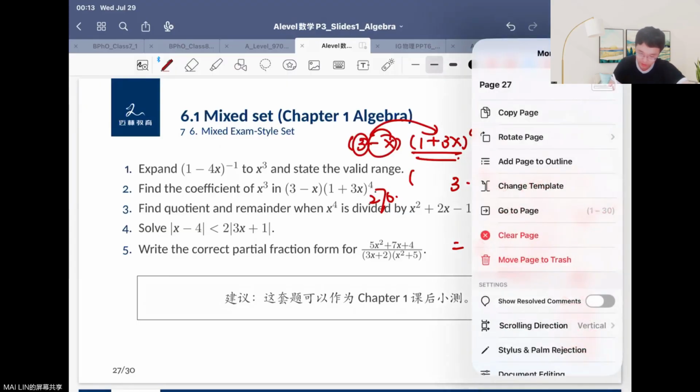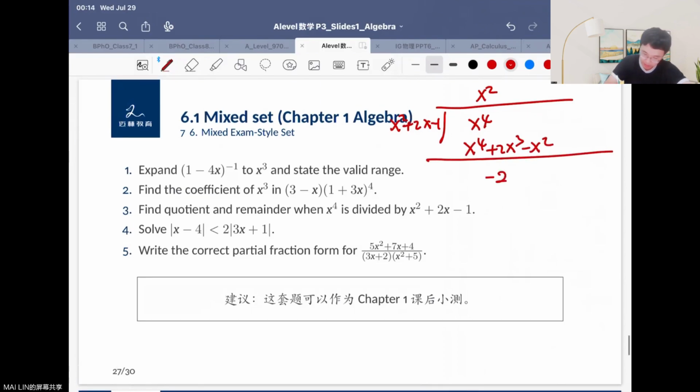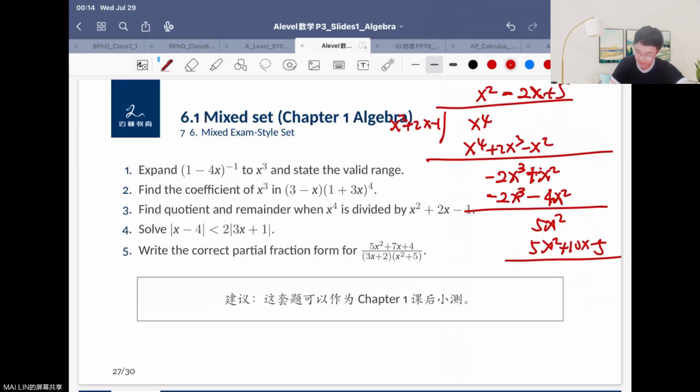And for problem 3, we can just try to use the long division rule, right? So that is x to the power 4 divided by x squared plus 2x minus 1, you can say it's x squared, x to the power 4 plus 2x cubed minus x squared, and then subtracting it becomes negative 2x cubed plus x squared. And we can say that we add the minus 2x here. That is minus 2x cubed minus 4x squared. That is 5x squared. And then we have added a 5 here, right? So that is 5x squared plus 10x minus 5. So here we can say that the answer is minus 10x plus 5, right? That is for the third problem.